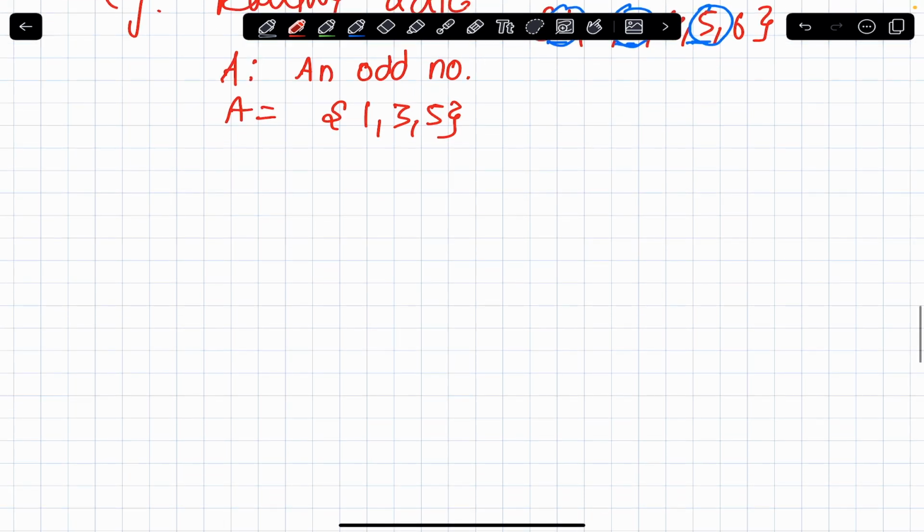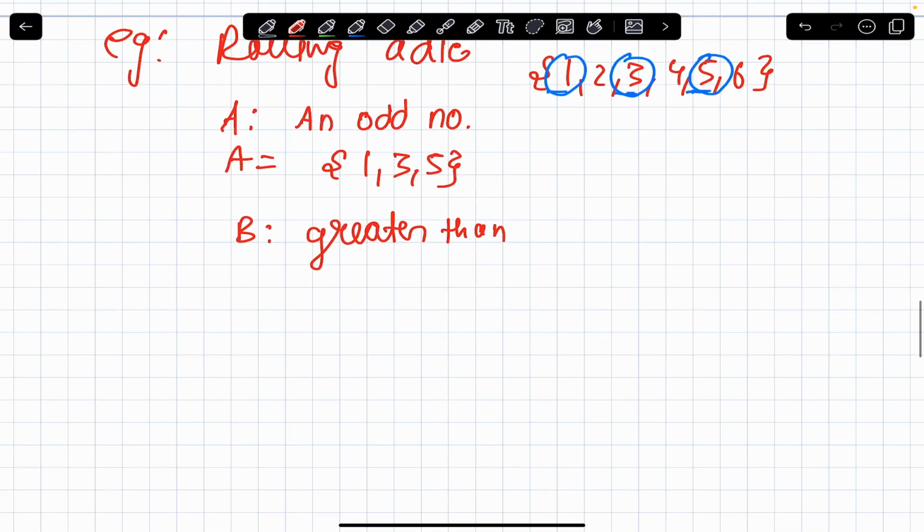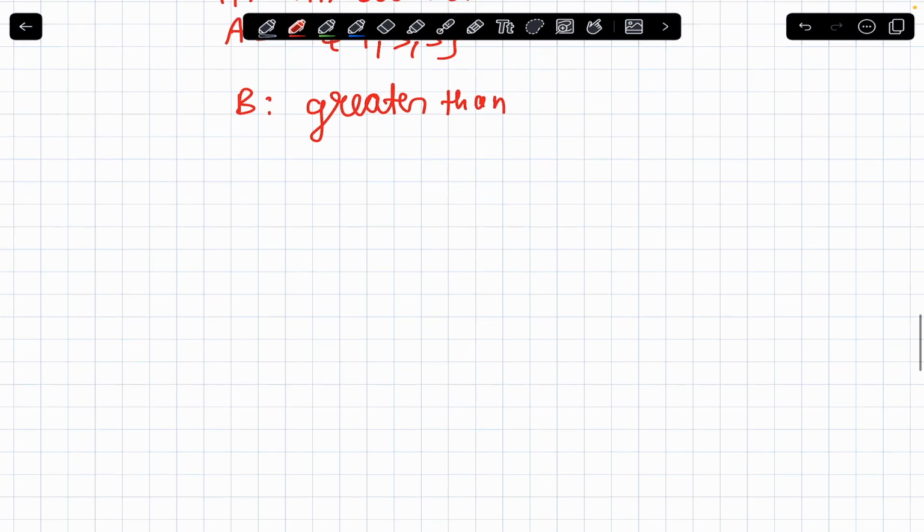Now we have another event which says greater than 2. Let's find the possible outcomes that are greater than 2. 2 won't be included, it should be greater than 2. Then it will be 3, 4, 5, 6. These four numbers are greater than 2. So what will the set be? It will not contain 1. It will contain 3, 4, 5, 6, because they are greater than 2, obviously.